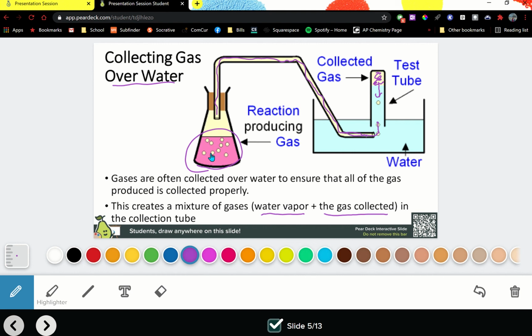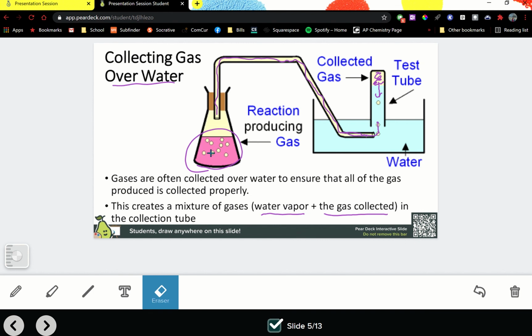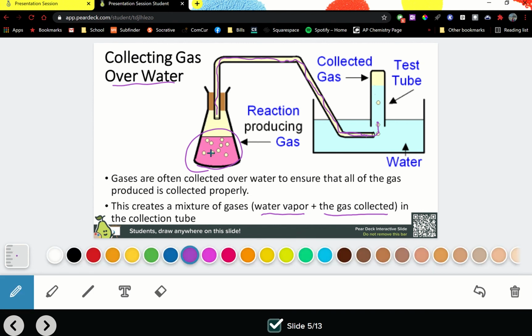Okay, so let's talk about why that occurs. Why do we not just have our yellow gas here? If I had to represent this a little more cleanly as to what's going on, we have our yellow gas particles in there, and then we would also have just a few little droplets, or not droplets, but particles of water. Okay, so why do we get that?